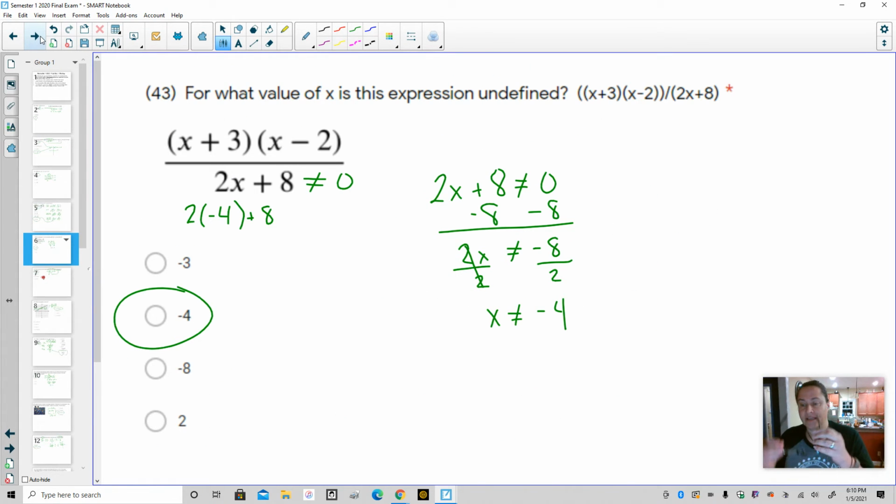Oh yeah, here is my first clue. It's going to be glasses. For what value of x is the expression undefined? So it doesn't matter what the numerator is. We just want to look at the denominator. Denominator can't equal 0. So we set the denominator up to not equal 0. Opposite operations leaves me with a -4. If x were a -4, my denominator would be 0, and that is undefined.